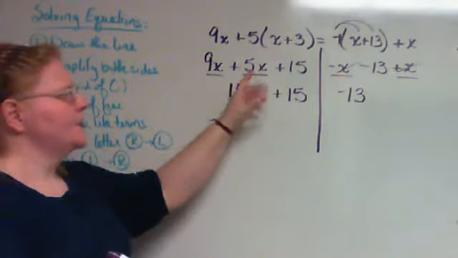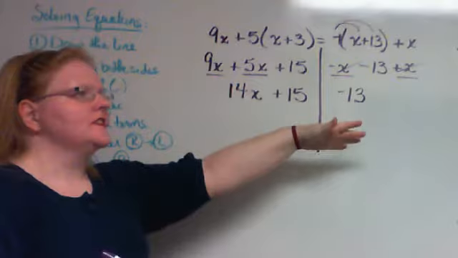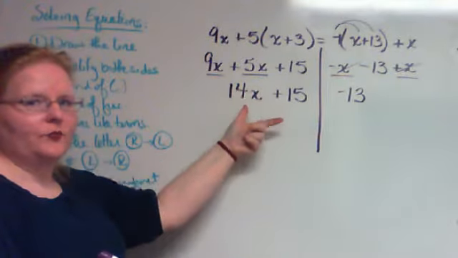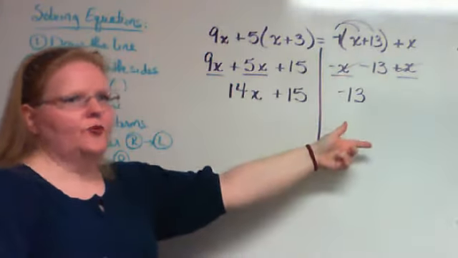Notice when we combine like terms, we're doing it on each individual side. Over here, we have to be left with a number and a letter. Over there, we can't have more than a number and a letter.